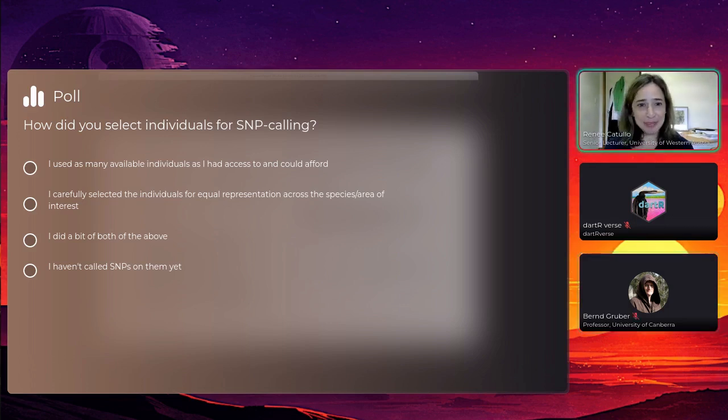I think this is really interesting. I'm glad to see a bit of both moving up in the poll. Okay, so I used as many available individuals as I had access to and could afford is around the same as I did that, plus I tried to get equal representation. So that's not bad, and lots of people haven't done it.